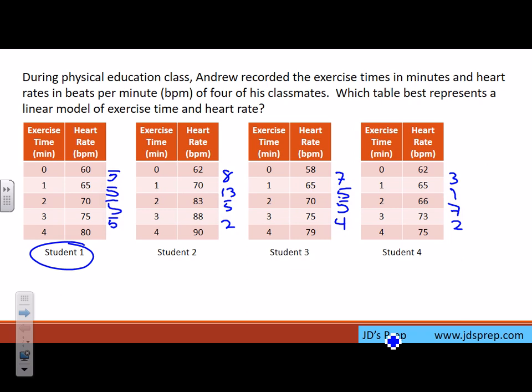So none of these other 3, student 2, student 3, or student 4, none of them have a constant rate of change for the heart rate throughout the entire 4 minutes. The rate of change is changing from 1 minute to another. So whenever you're looking for a linear model, make sure that the differences between the output values, in this case, again, the heart rate, from one input to another, are constant throughout the entire table, and you'll find your linear model.